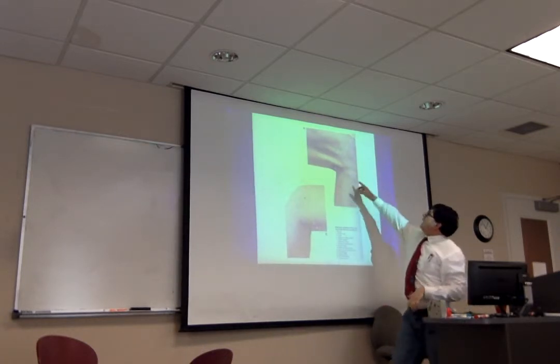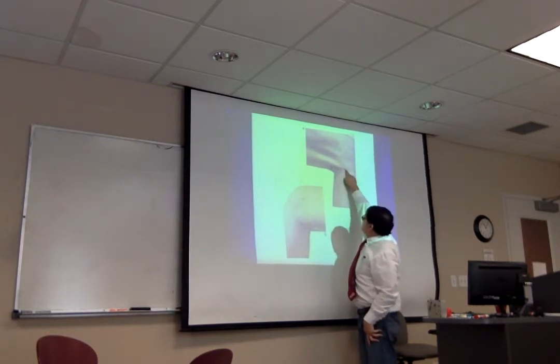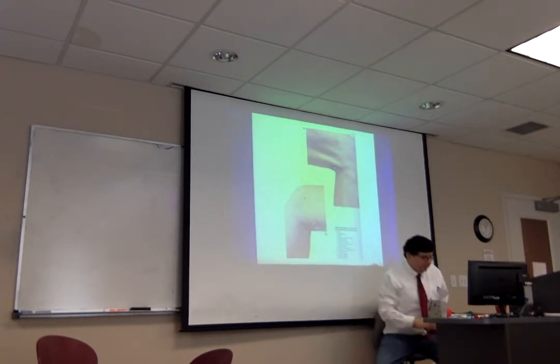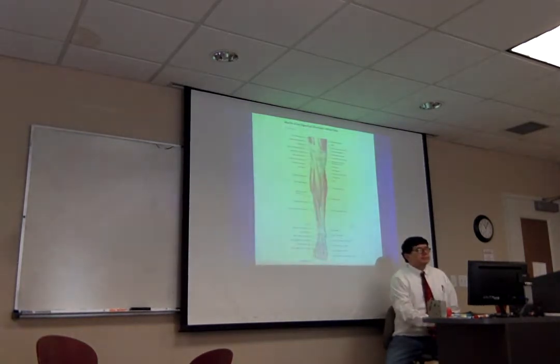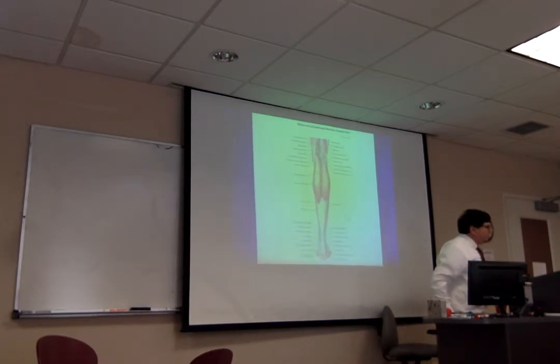Here is the lateral aspect of the knee. That's the iliotibial band. This is the biceps femoris. The iliotibial band connects the iliac crest to the tibia.